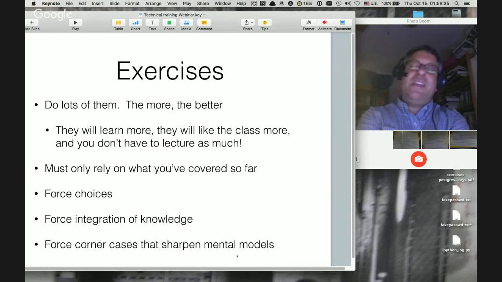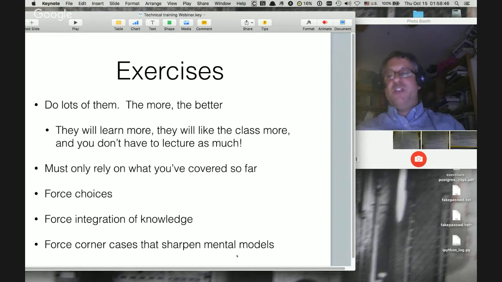Now, the key rule for exercises is only rely on what you've covered so far. I used to make the mistake of giving an exercise that required writing a function before I taught people how to write functions. So people with previous experience were way ahead and they could do the exercise. It was a bad problem. So now I really try to come up with exercises that are only based on what we've done so far, obvious as that might sound. You want to force choices upon people.